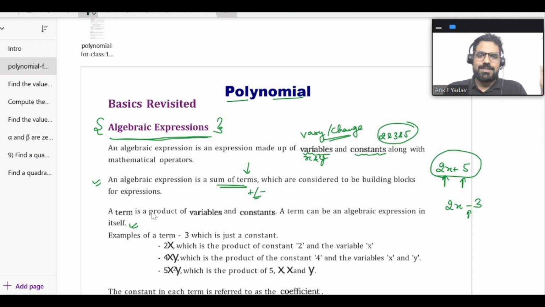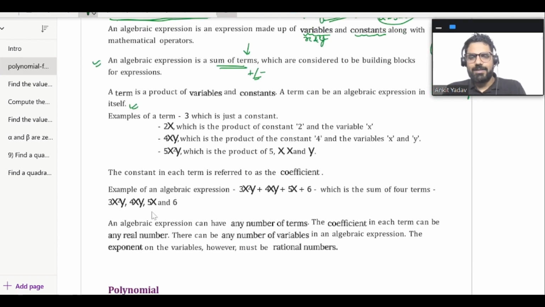So the terms are separated by either positive or negative signs, and obviously terms are having variables and constants in them, right? So here we are having examples of terms like 2x, 4xy, 5x square y. So these all are terms, or you can say these are algebraic expressions as well, right? So here 5x square y means we are having three things in product, that is 5 into x into y, right? Here x and y are variables and 5 is a constant, right?